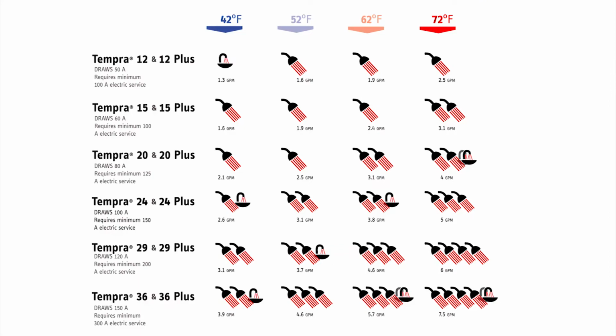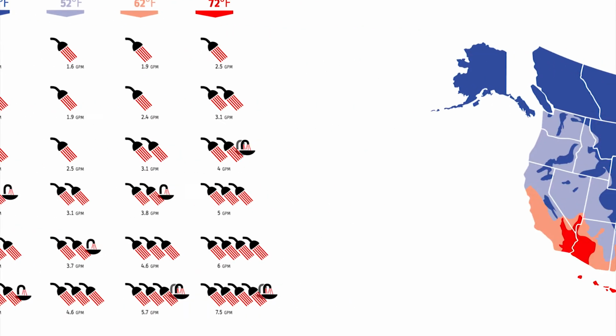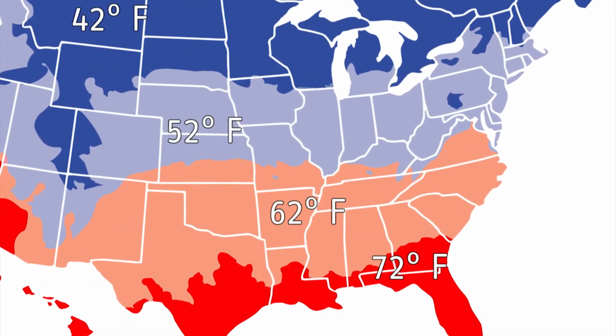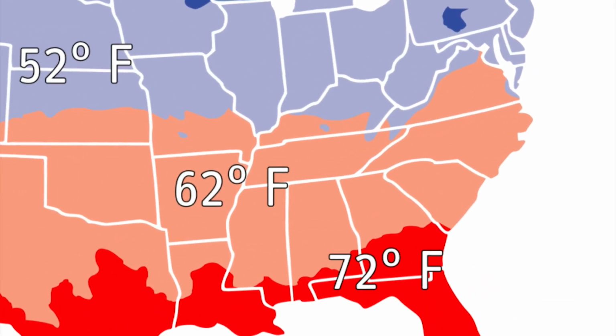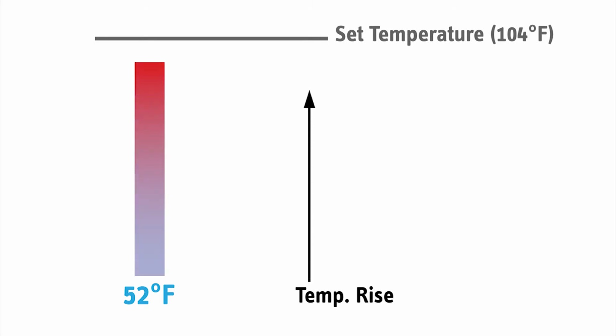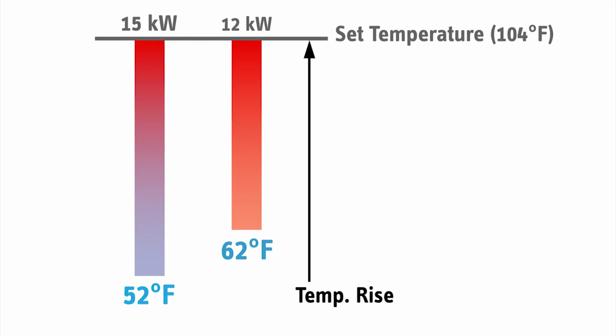Let's look at a sizing chart for our Tempera whole house water heaters. First, determine the temperature of the groundwater where the heater will be installed. This is important because it takes more power to make 52 degree groundwater hot enough for a shower than it does to heat 62 degree water to the same shower temperature.